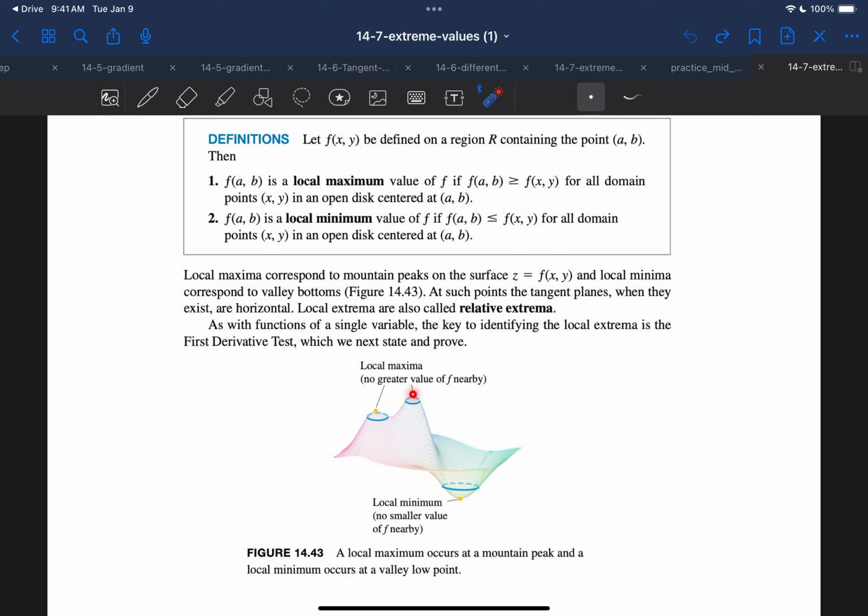And there's another local maximum like this. This also tells us there might be multiple local maximums depending on the surface. Among all local maximums, we define the global maximum as the greatest local maximum, which in this picture is this one. And local minimum is the opposite. Local minima correspond to valley bottoms, defined as f of (a, b) being less than or equal to other values in an open disk centered around (a, b). So this is an obvious local minimum.